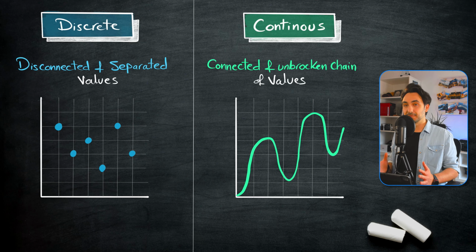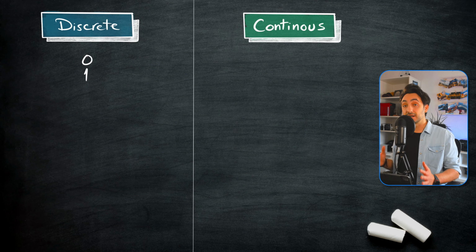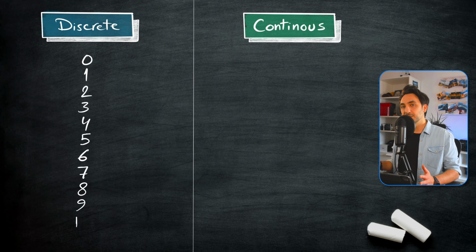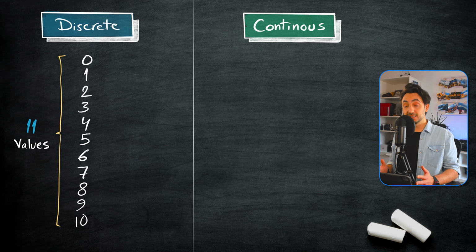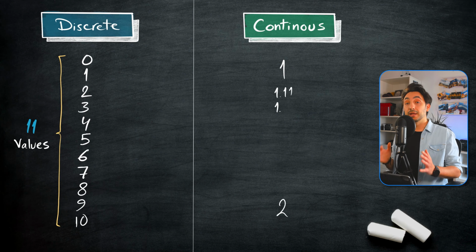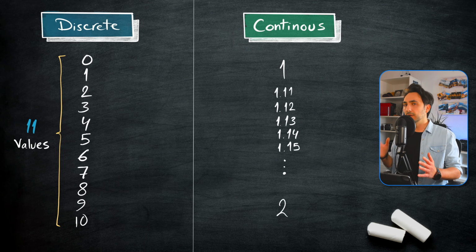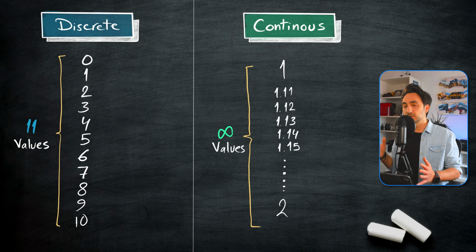So let's have an example. Think of discrete as counting from 0 to 10. You start with 0, 1, 2, 3 and so on. That means between 0 and 10 we have exactly 11 distinct values. But with continuous values we have real numbers, which means between 0 and 10 we have an infinite number of real numbers. For example, we have 1.2, 1.3, 1.4 and so on. So with discrete we have distinct values, and with continuous we have a range of infinite values between start and end.